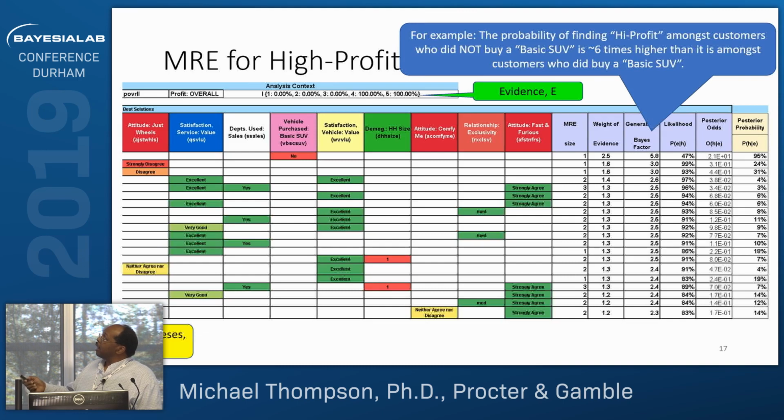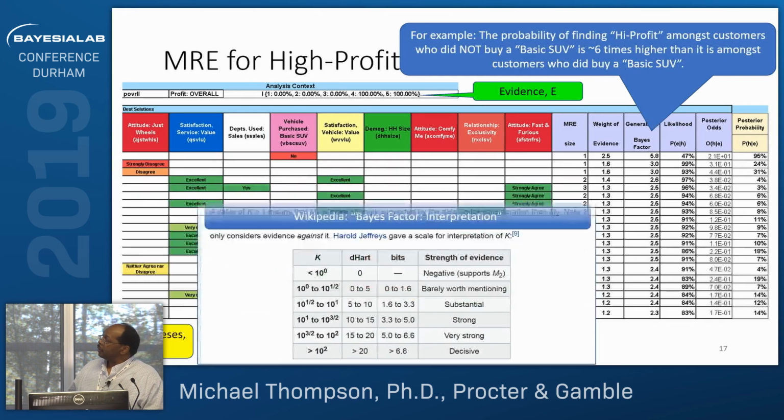The probability of our evidence, the high profit, given not buying, divided by the probability of high profit given that you did buy the product. So similarly, you could go through and read off the interpretation for each of these and identify which of the consumers are the most likely to have been high profitable customers. Now, what actions you might take then, that gets into policy and other aspects and opportunities that you might have.